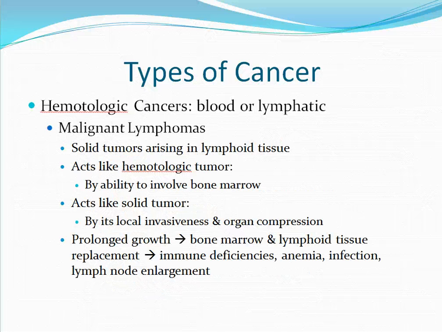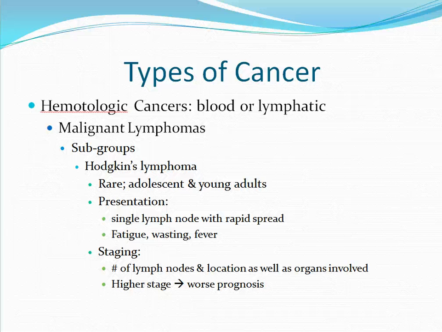Malignant lymphomas are solid tumors arising in lymphoid tissue. They act like hematologic tumors by their ability to invade the bone marrow, and like a solid tumor by their local invasiveness and organ compression. With prolonged growth, the bone marrow and lymphoid tissue becomes replaced with the cancerous tumors. This leads to immune deficiencies, anemia, infection, and lymph node enlargement.